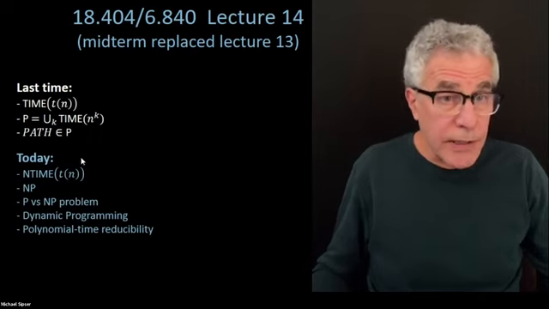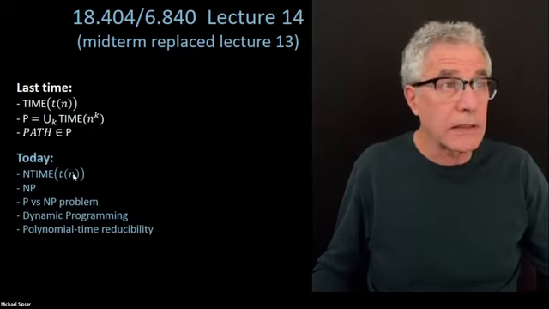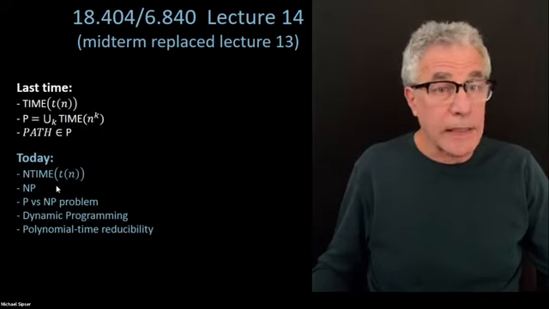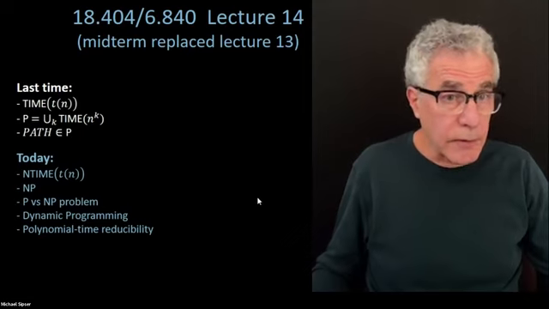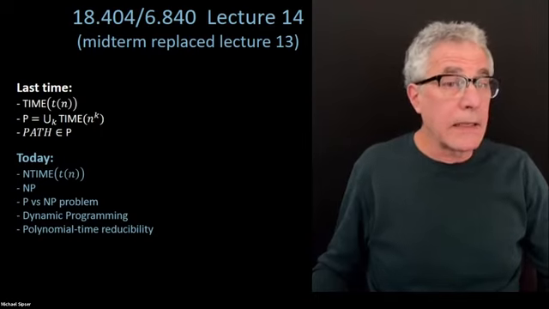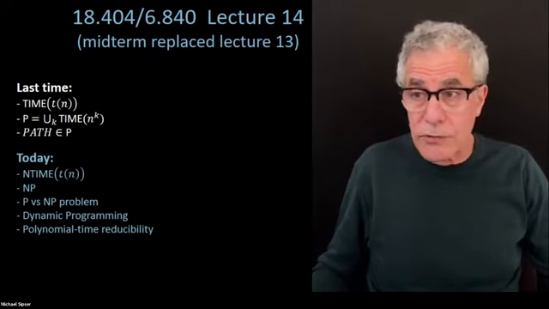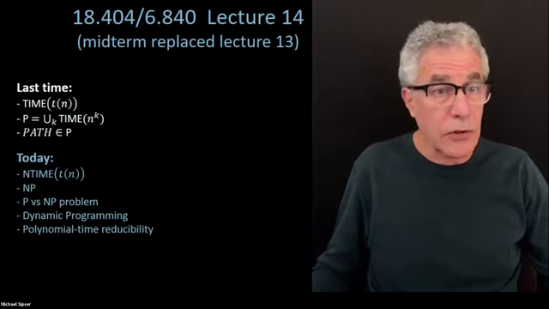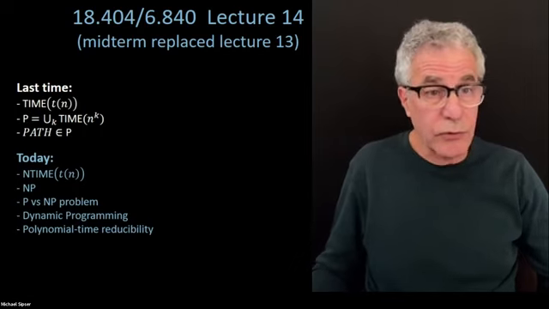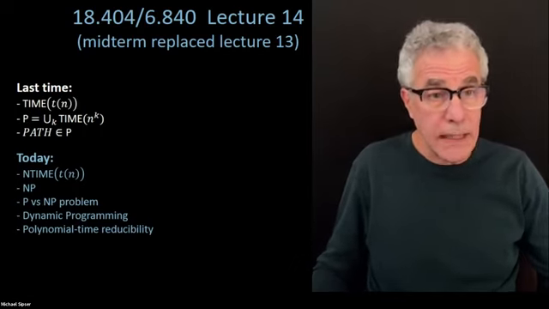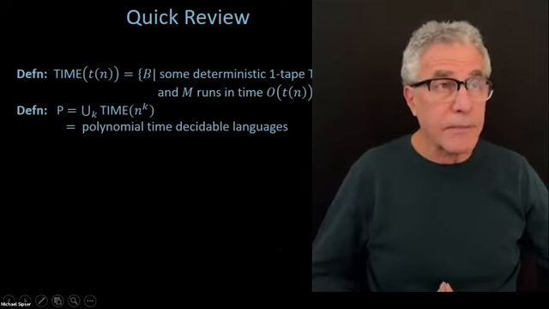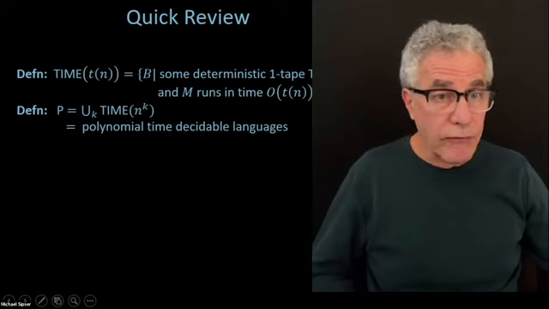So today we're going to look at non-deterministic complexity, define the classes non-deterministic time or N time, talk about the class NP, the P versus NP problem, which is one of the very famous unsolved problems in our field, and look at dynamic programming, one of the most basic polynomial time algorithms, and polynomial time reducibility, moving toward our discussion of NP completeness, which we will begin next lecture. So with that, let's move into today's content, which is just a quick review.